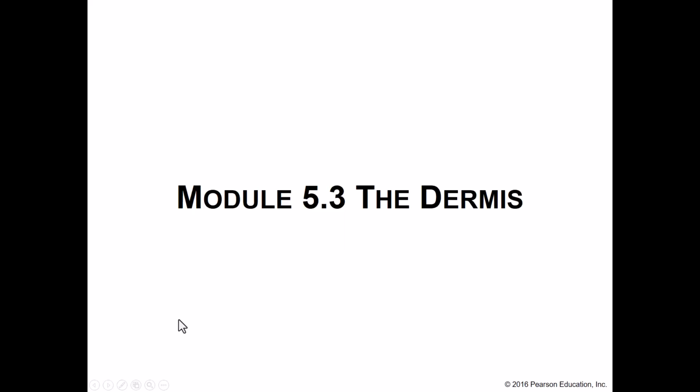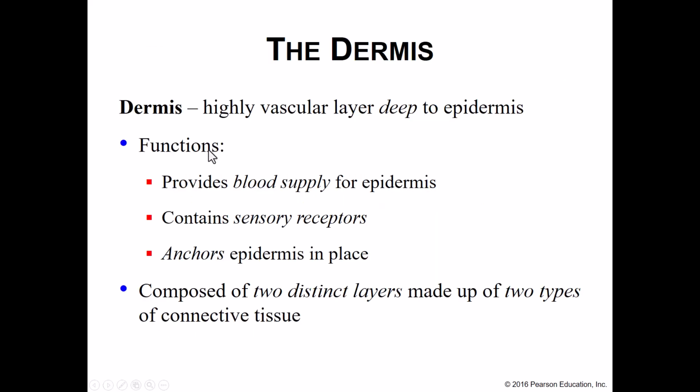So now let's talk about the dermis in more detail. So the dermis has more functions. It's our deep layer to the epidermis, and it provides a blood supply to the epidermis. As I mentioned earlier, the epidermis gets all of its nutrients and oxygen from the blood through diffusion from the blood that's in the dermis. You have the sensory receptors that we've looked at, and it also anchors the epidermis in place.